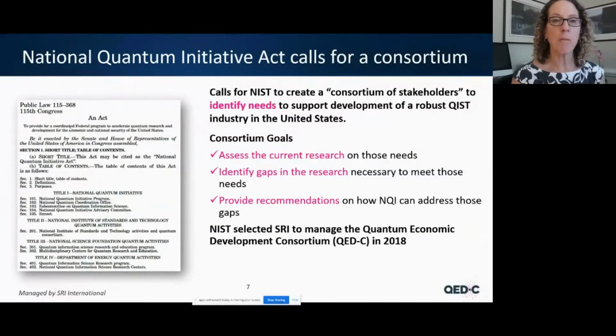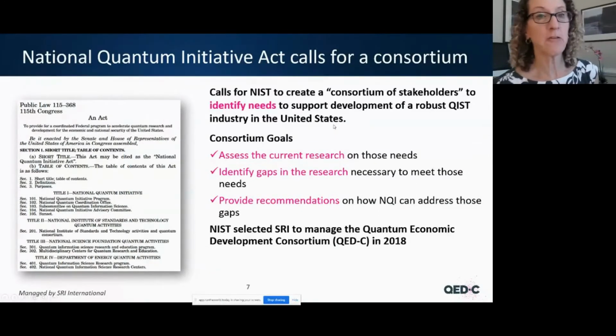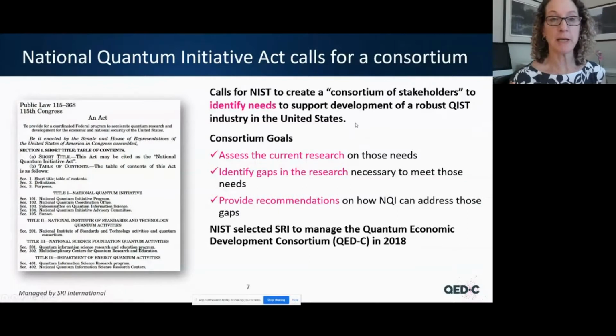And I'll talk a little bit now about the organization that I'm part of, which has the purpose to help do that. It's called the Quantum Economic Development Consortium, and it was actually called for in the legislation that was passed at the end of 2018 in the US, which is called the National Quantum Initiative Act. It has a section in it that calls for NIST, the National Institute of Standards and Technology, which is in the Department of Commerce in the US. NIST is to create a consortium of stakeholders to identify needs to support development of a robust QIST industry in the United States, quantum information science and technology industry.